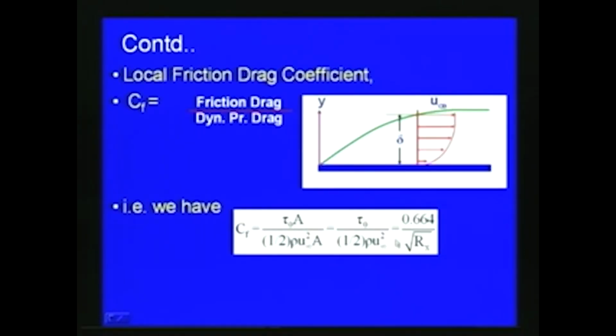So, Blasius showed that Cf is equal to 0.664 by square root of R x, where R x is the local Reynolds number. So, this Cf is the local friction drag coefficient for the laminar boundary layer formation over a flat plate.